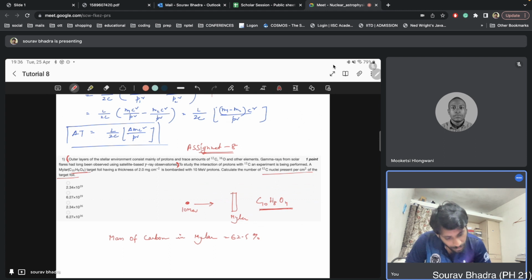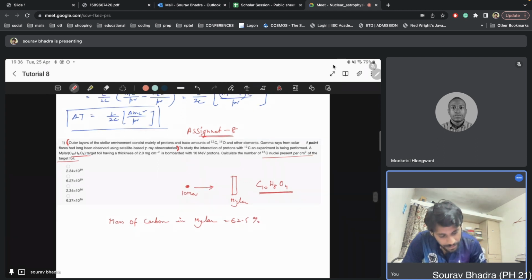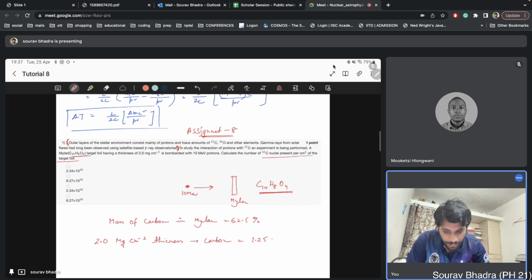So if you have 100 gram of mylar, there will be 62.5 gram of carbon, because that is why we have written it in percentage, so that we can convert it to anything. The thickness is 2.0 mg per centimeter square. So it has carbon exactly 62.5% of 2, that will give you 1.25 mg per centimeter square.